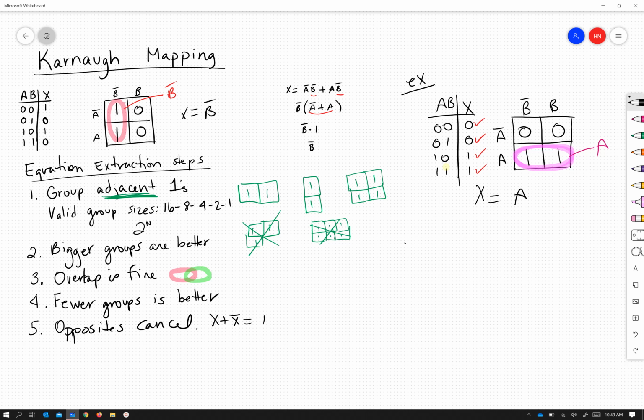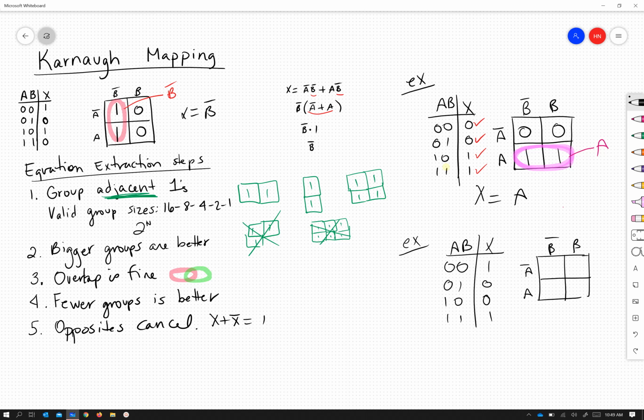Sometimes, let me give you another example. Sometimes no simplification happens, and that's okay. Let me just show you what that would look like. Like if I had this equation, and later we'll learn that's actually an exclusive gate. But if you follow the same pattern, it becomes quite easy to fill in the K-maps because you generate a pattern of how to fill them in.